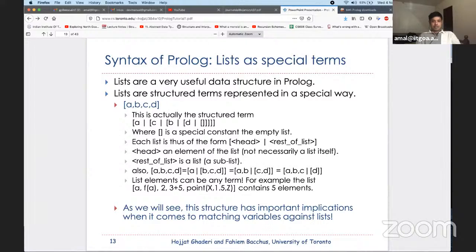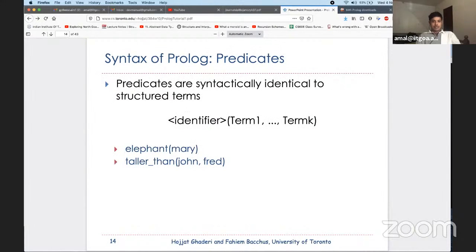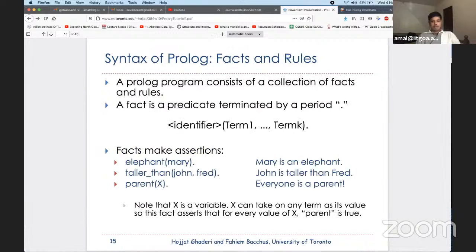Let's skip this, and let's skip that list also. We'll come to lists later, but let's look at how a Prolog program operates. As I told you already, a Prolog program consists of a collection of facts and rules. A fact is a predicate terminated by a period, a dot.